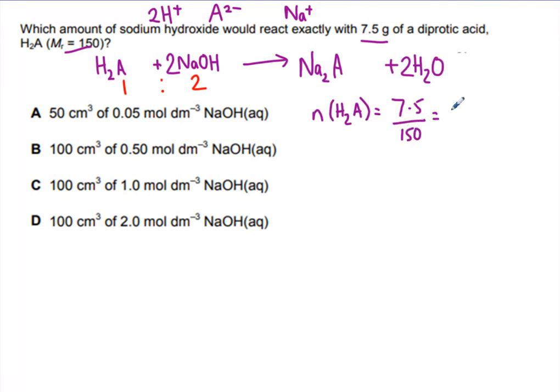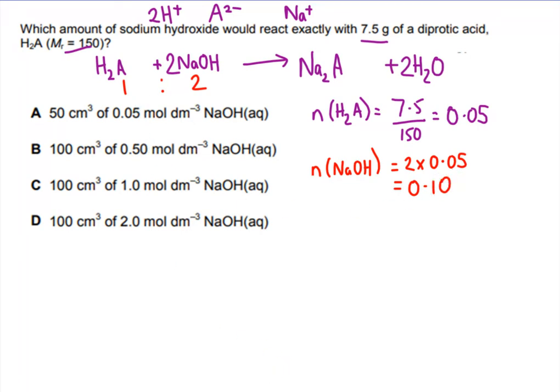And if we do that calculation on our calculator, you type that in your calculator, do it in my head, is it 0.05? And now we're going to use that ratio to find the number of moles of sodium hydroxide. So the number of moles of sodium hydroxide is 2 times that, because it's a 1:2 ratio, so 0.10.